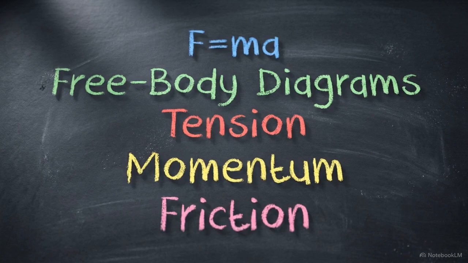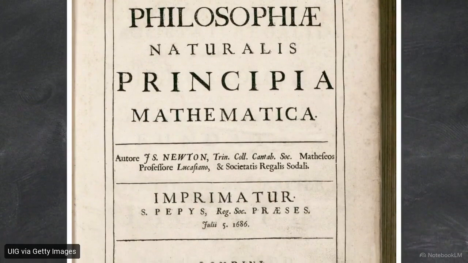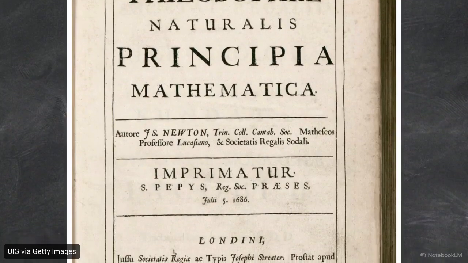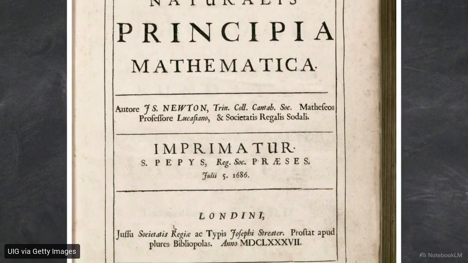Today, we are examining the core principles of classical mechanics. We will analyze force, inertia, and the mathematical rules that govern physical interactions. Isaac Newton first formalized these principles in 1687, laying the groundwork for how we calculate motion today.